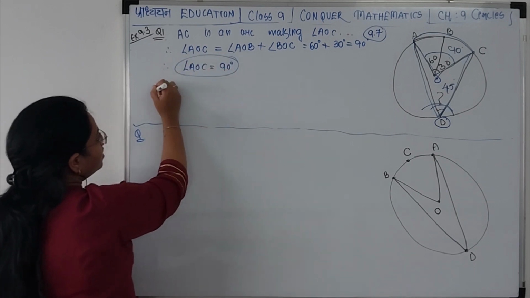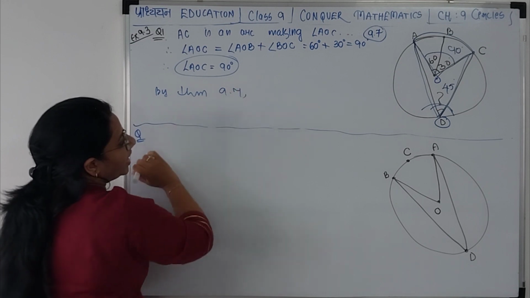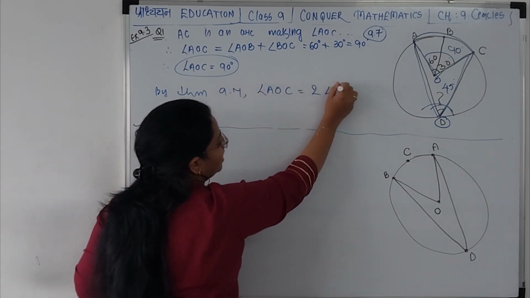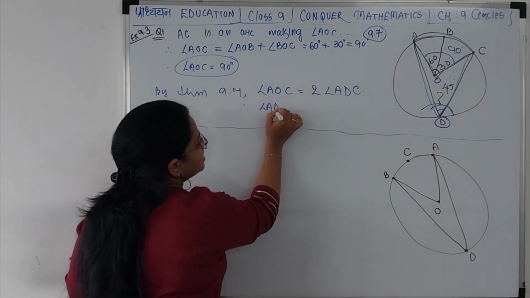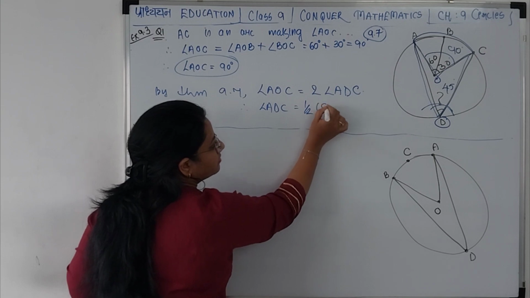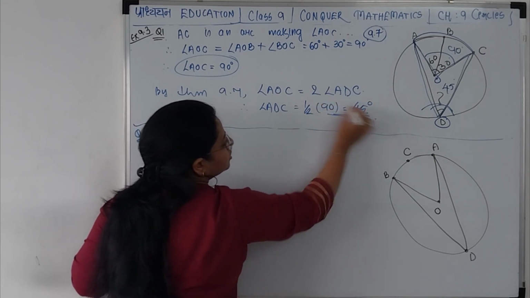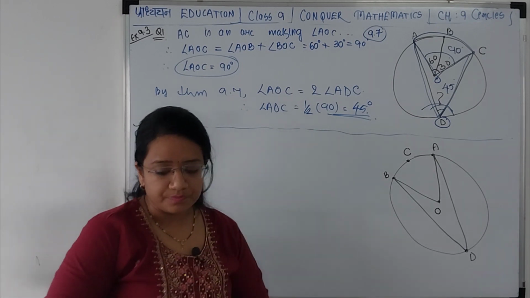Okay. Now, by theorem 9.7, what do we have? Angle at the center is double the angle made at a point on the circle. Therefore, we get angle ADC as half of angle AOC, which is 90. So we get this as 45 degrees. So this is your answer. Clear? Let's read question number 2 now.